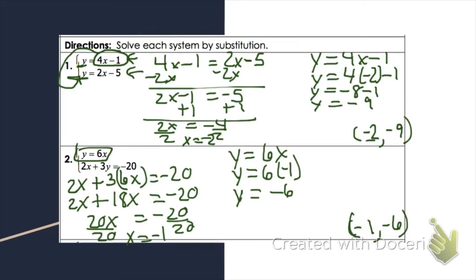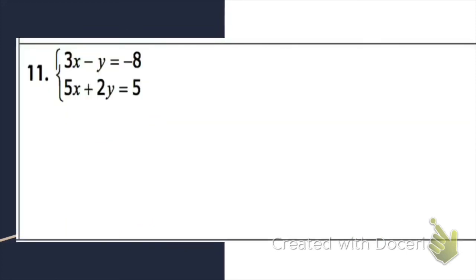And our system of equations, where the two lines will intersect, will be at the coordinates negative 1, negative 6. All right, now I'm going to do question number 11 from our packet. How this one's different is that they did not solve for one of the variables for us. So we are going to do it together.